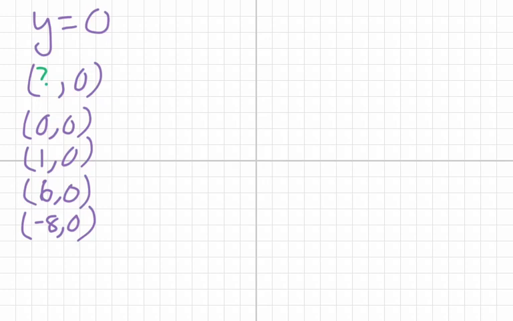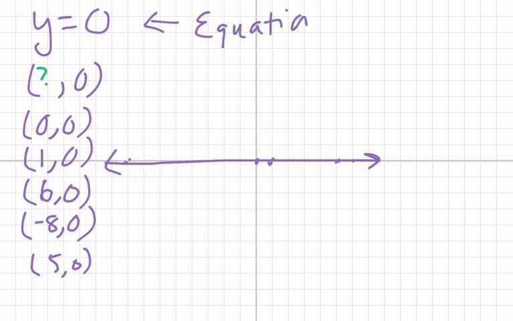And so I come over here, (0, 0) puts me at the origin, (1, 0) is right there, (6, 0), 1, 2, 3, 4, 5, 6, I think that was 6, 1, 2, 3, 4, 5, oh, that was 5, we'll just put 5 in there too, ta-da. And then (-8, 0), 1, 2, 3, 4, 5, 6, 7, 8. And what you might notice is that this horizontal line is on the x-axis. So a little factoid: that is the equation for the x-axis.